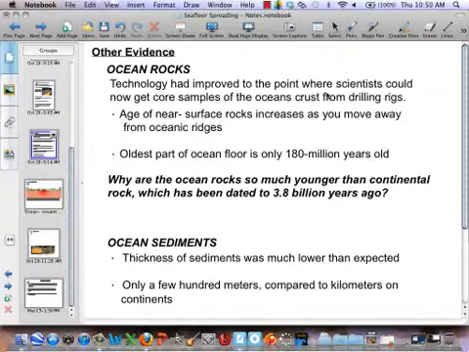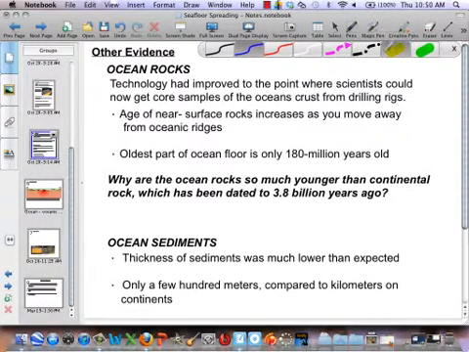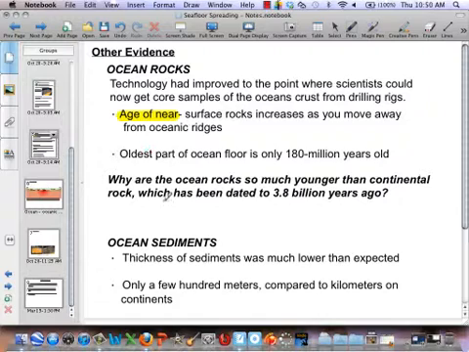What does that tell us about the rocks? Two things we can learn from this. One, we can learn the age of the rocks. And what we find out is the rocks that are closer to the ridge are newer than the rocks away from the ridge. That's a big concept. Make sure you know that. The rocks closer to the ridge are younger than the rocks away from the ridge.